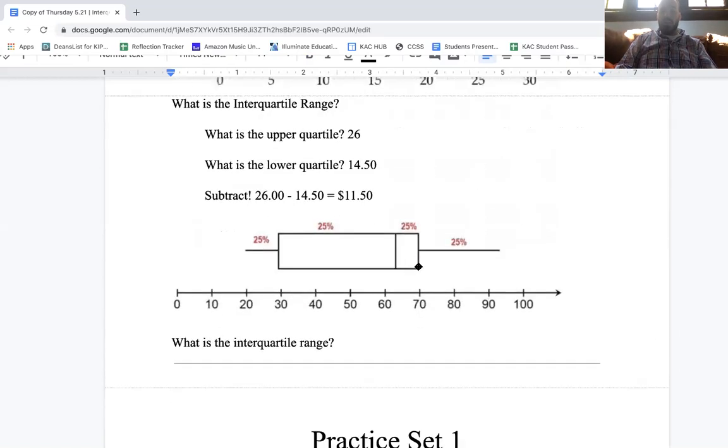When we see something like this, okay, we know that our upper quartile is 70. We know our lower quartile doesn't land exactly on 30. Let's call it 29. 70 minus 29 gives us 41. So our interquartile range, or IQR, is 41. It's as simple as doing a subtraction problem if you can interpret the box plot. Upper quartile minus lower quartile.